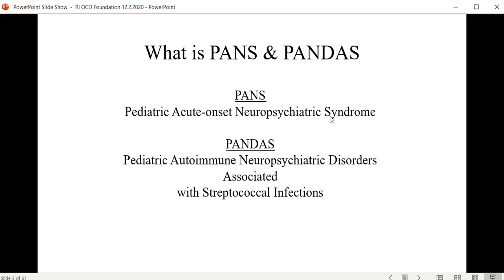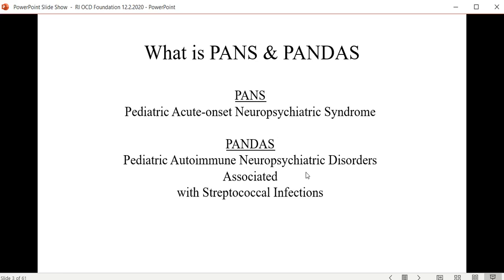PANS is the overarching concept of pediatric acute onset neuropsychiatric syndrome, which means there is an acute onset of psychiatric and sometimes neurologic symptoms that weren't present before this occurs. And then occasionally, or actually predominantly, it occurs with streptococcal exposure and infection. So that is what PANDAS is. That was the original name.